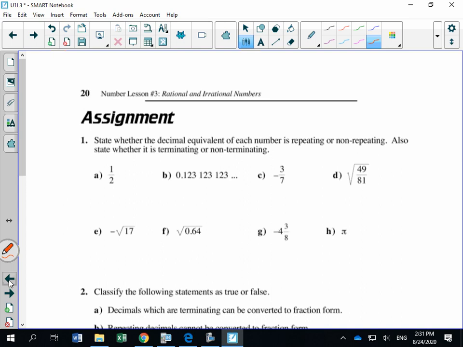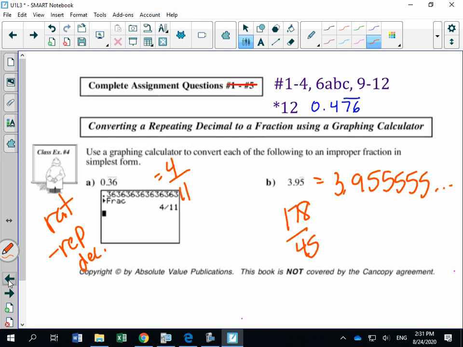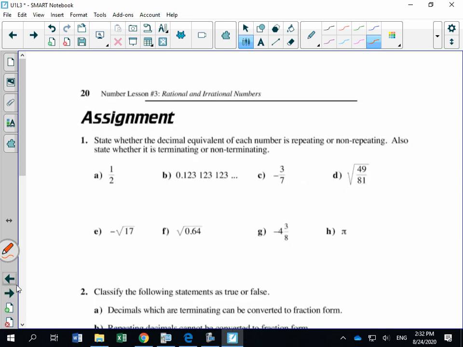Okay, so for homework, what I want you to circle is 1 to 4, so let me write this down. 6 A, B, C, 9 to 12. And I think I'll do 12 with you. Okay, so let's get this circled. So again, number one, go through, write down rational or irrational, and write down the reason why. So talk about the decimals. I'm going to do two of these with you.